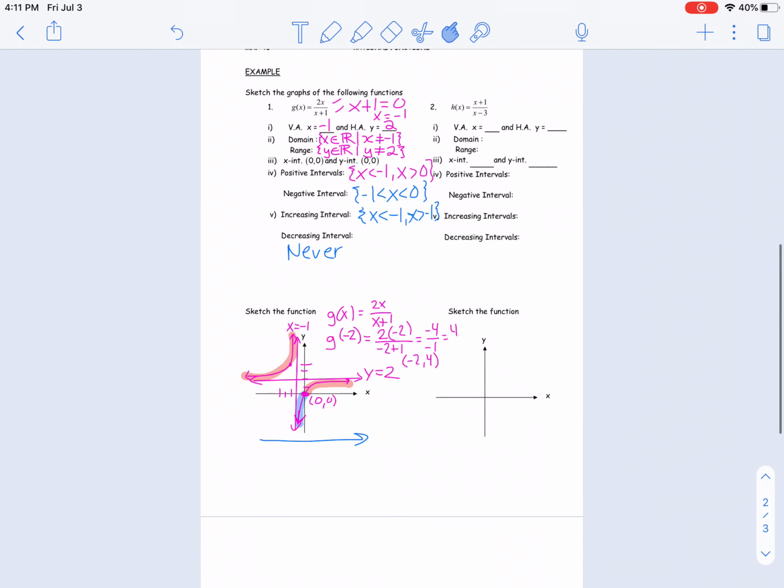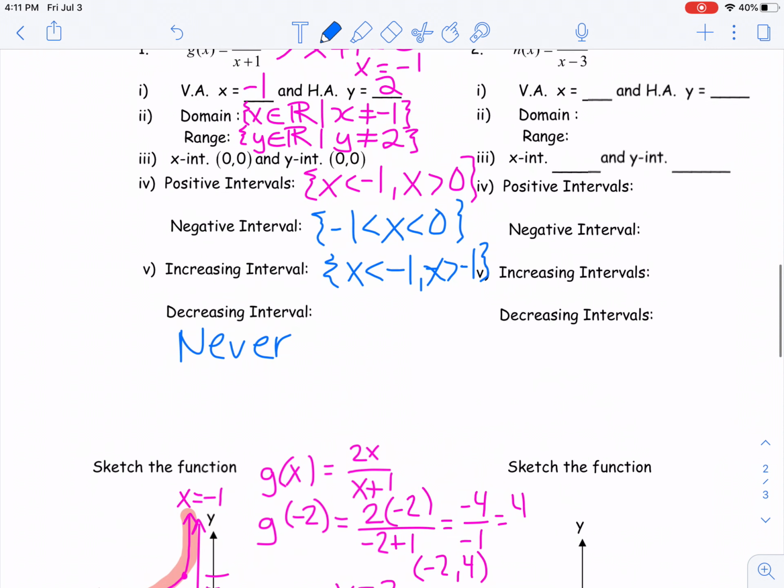There's also interval notation that you sometimes see. So I could write, for example, the negative interval. You might see recorded in the answers as (-1, 0). That means x is between -1 and 0, not a point (-1, 0).